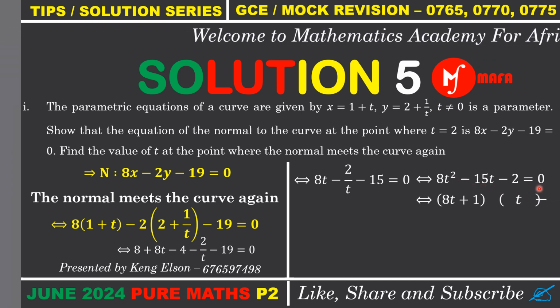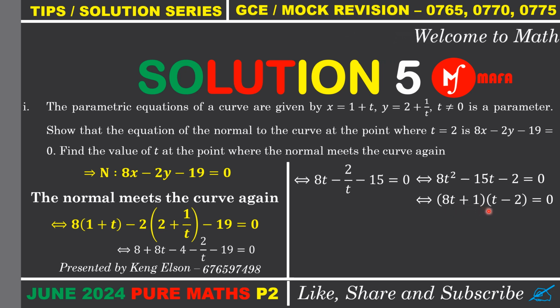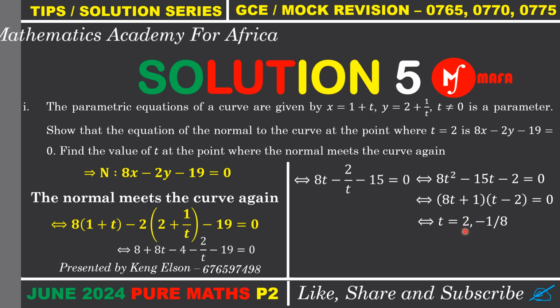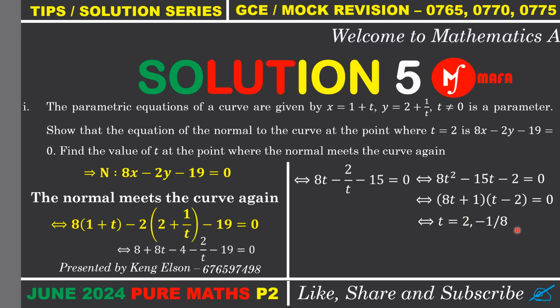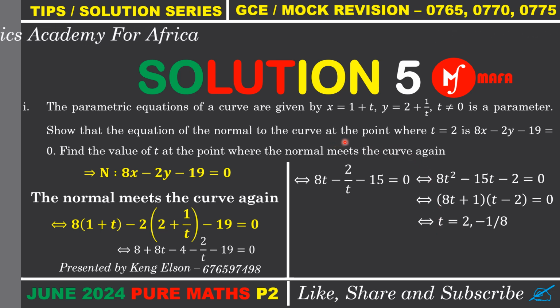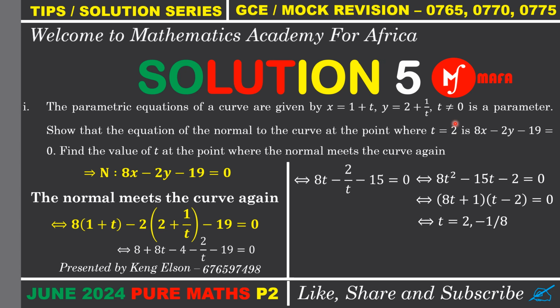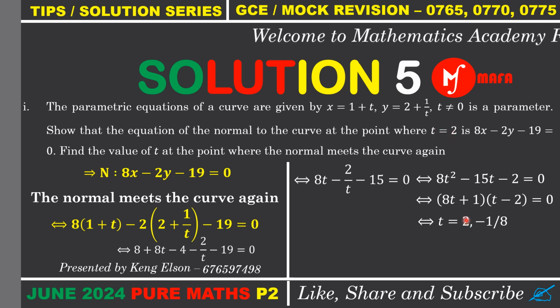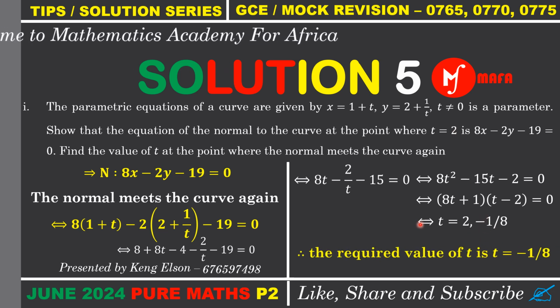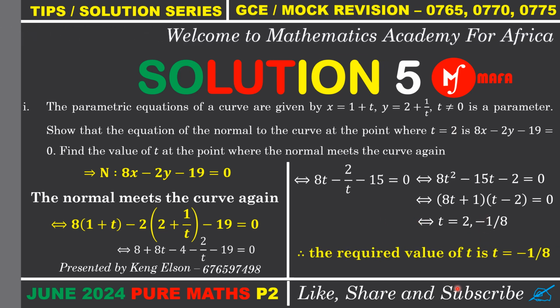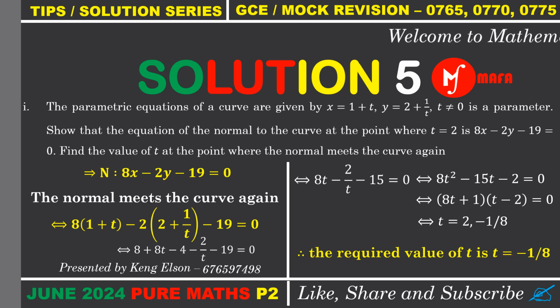We can easily factorize to get 8t plus 1 times t minus 2. If we solve this, you are going to have t is equal to 2 and t is equal to negative 1 divided by 8. But again, t equal to 2 was when the normal met the curve at a particular point. So we are going to reject t equal to 2 because we already used it. So the required value of t for you to meet the curve again is t equal to negative 1 divided by 8.